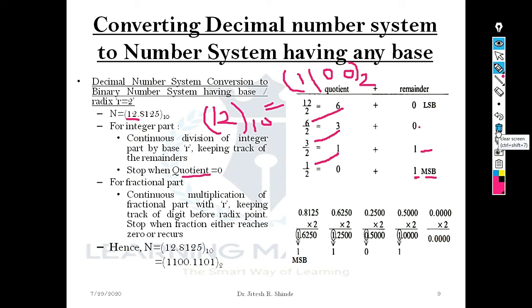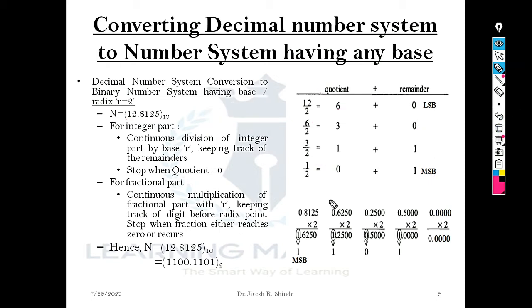So in this way the integer part of a decimal number system can be converted to a binary number system. Let's see the fractional part. What's the logic? Continuous multiplication of the fractional part with r; here for the binary number system r is equal to 2. Keep track of the digit before the radix point. Stop when the fraction either reaches 0 or recurs.